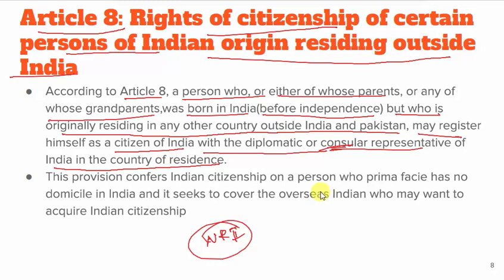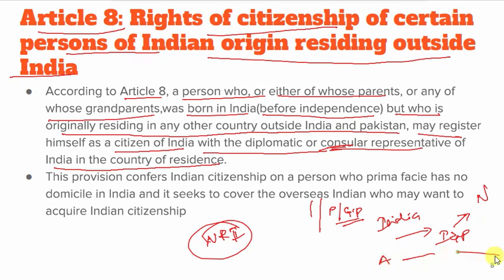See, Article 8 covers a person, or any of whose parents or grandparents, were born in India before independence, but who actually got settled outside India or Pakistan. Like combined India and Pakistan, they settled outside, in Nepal, Afghanistan or Bangladesh, our neighboring countries, or any other countries. If they reside there but want to have Indian citizenship, they can contact the Indian diplomatic or consular representative of our country in their residence.